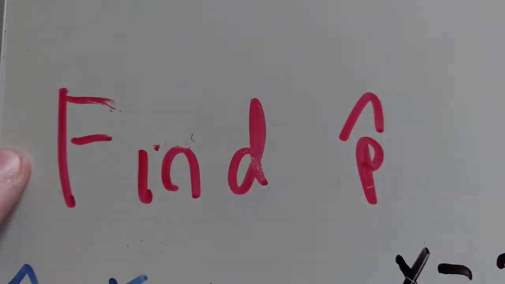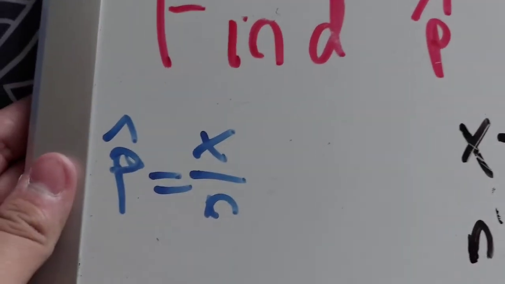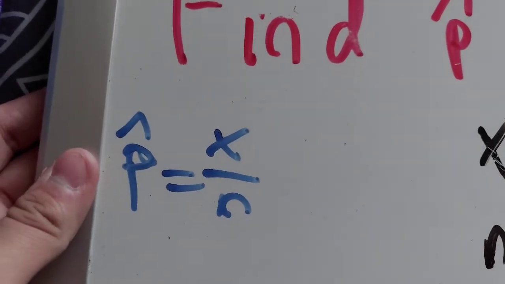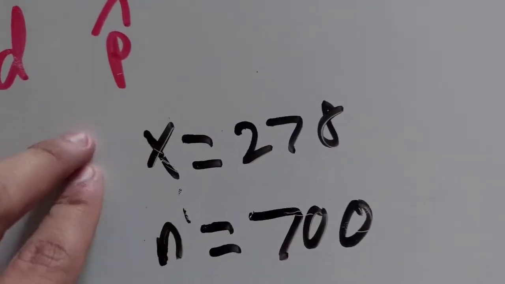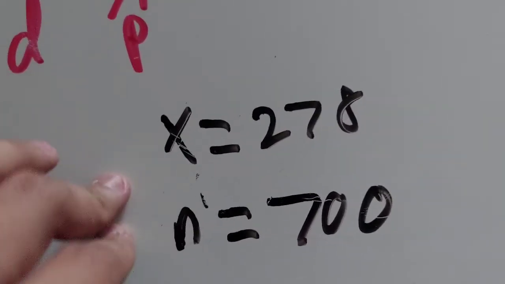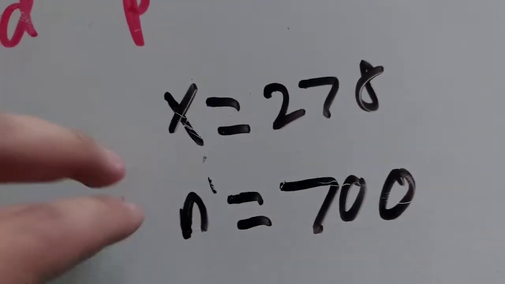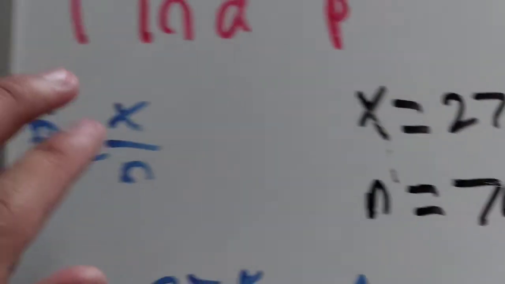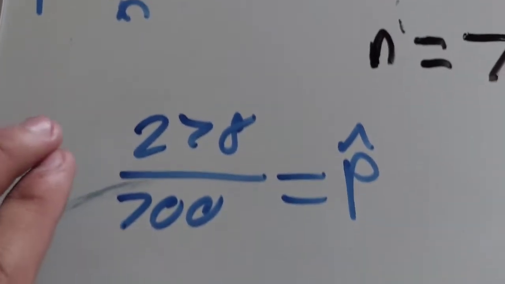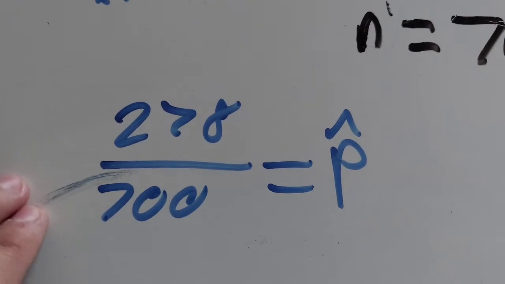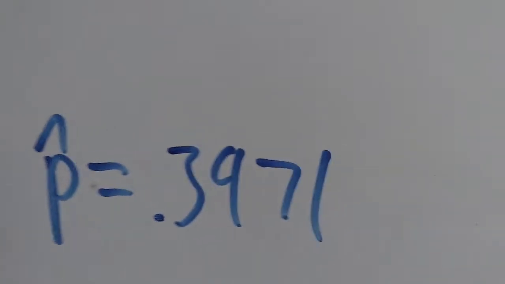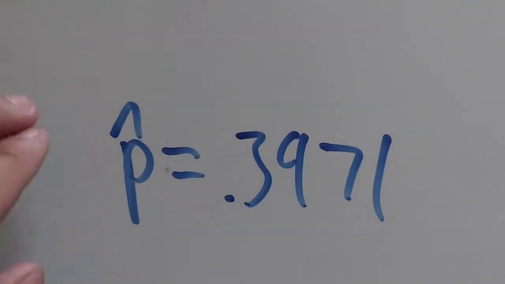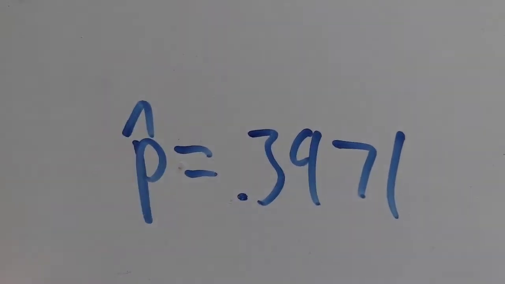Next up, we're going to find p hat. Now to find p hat, p hat is equal to x divided by n. Shown here, our x is 278, our n is equal to 700. So when we plug these two into their respective places, it's going to be 278 divided by 700 is equal to p hat. And with that divided, p hat is equal to 0.3971.